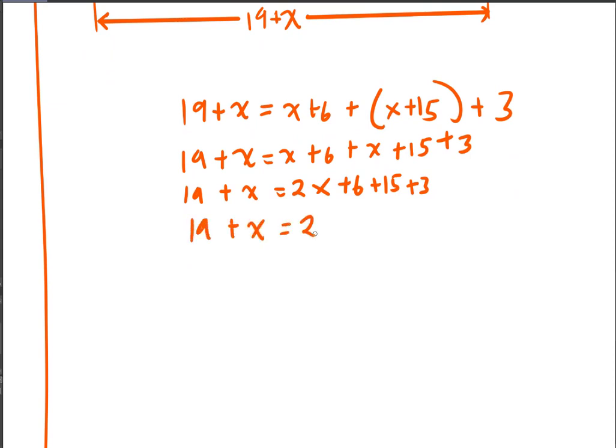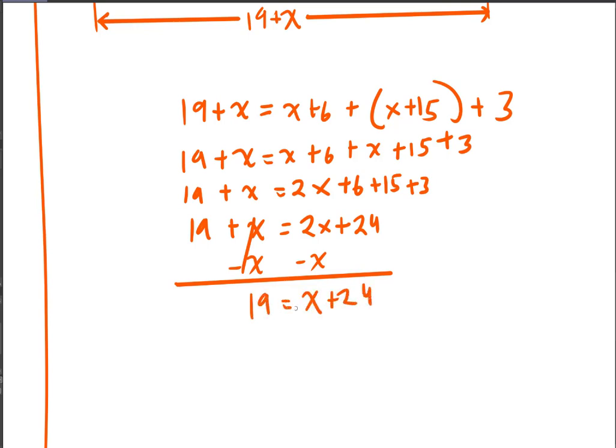So this is 2x. I'm making sure I only do one step at a time between writing these different steps, right? Plus 6 plus 15 plus 3 is going to be 21 plus 3, which is 24, right? So I have 19 plus x is equal to 2x plus 24. I subtract x, and I get 19 is equal to x plus 24. I'm going to subtract 24 from both sides.